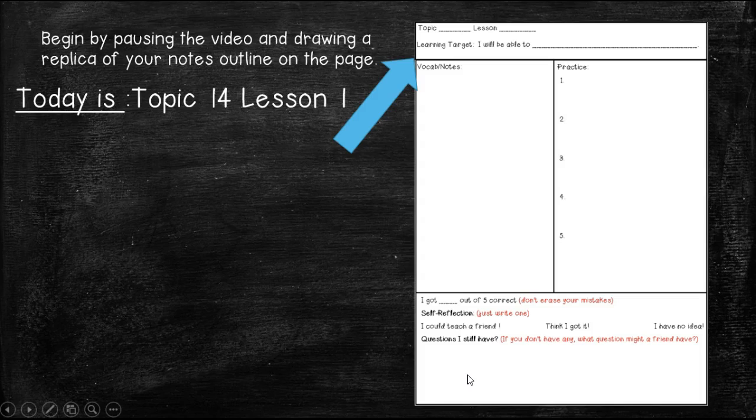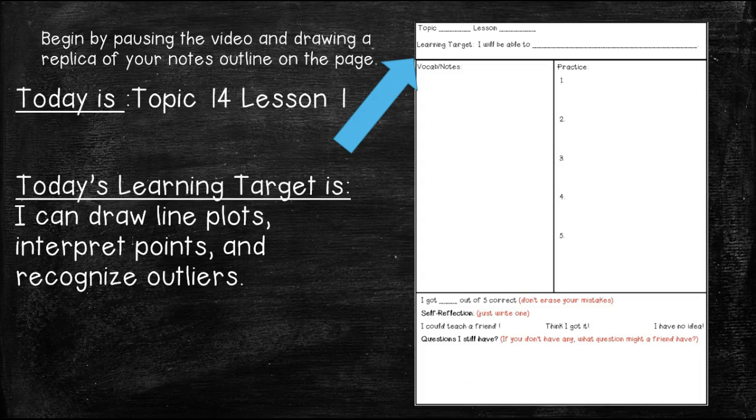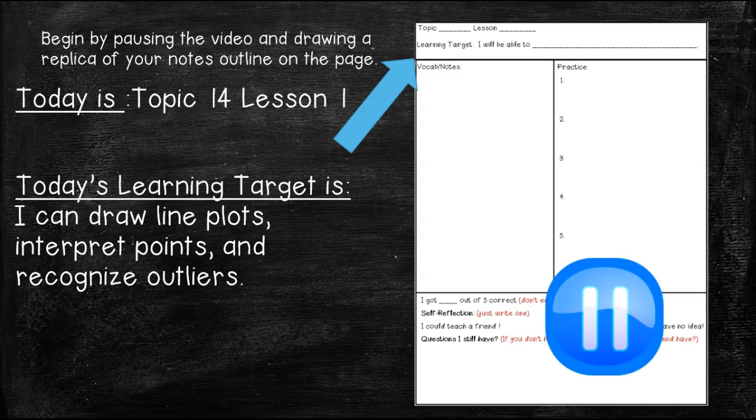Today we're talking about topic 14, lesson 1, and today's learning target is I can draw line plots, interpret points, and recognize outliers. Go ahead and pause the video and make sure you write that in at the top of your notebook.